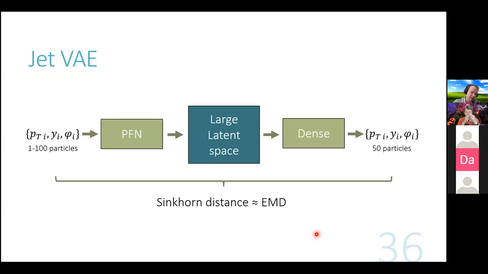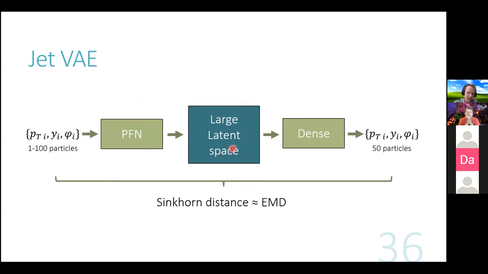I have a sample of simulated top jets that's been run through MadGraph and Pythia, and I forgot whether it has a Delphes simulation or not, but it's not super important. So the input is top jets, which consist of between 1 and 100 particles. Jets that had more than 100 particles, the particles are sorted by pT and the softest ones are cut out, but that only affects a tiny fraction of events. And then it goes into this neural network. The details aren't important. This PFN is the encoder, a kind of encoder whose structure is such that it's invariant to permutations of particle labels.